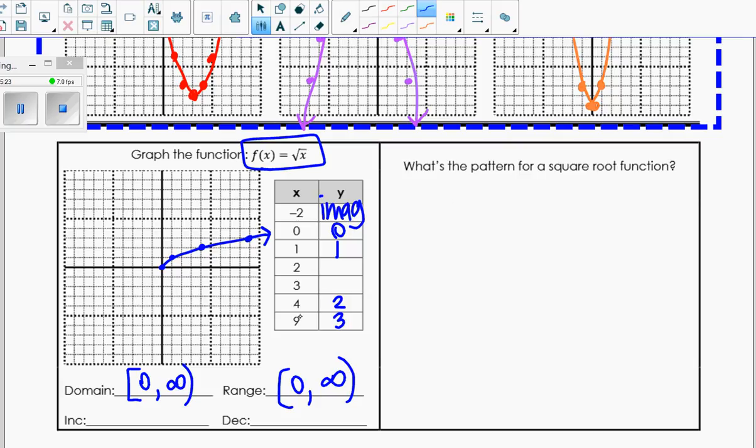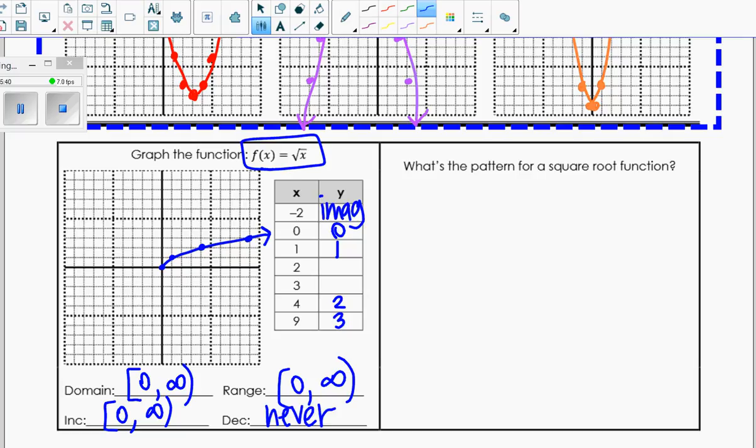Okay? The bigger inputs I have, the bigger outputs I have, which means my graph is increasing from 0 to infinity. Notice I'm including the 0. It's not a point of change, so we're going to include it. I am never decreasing here.